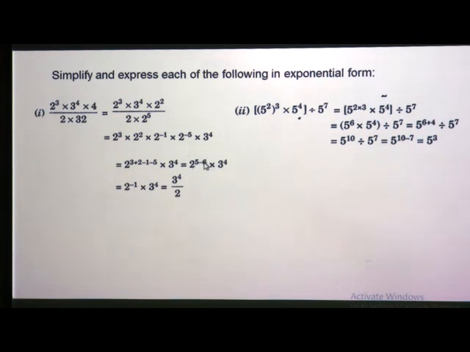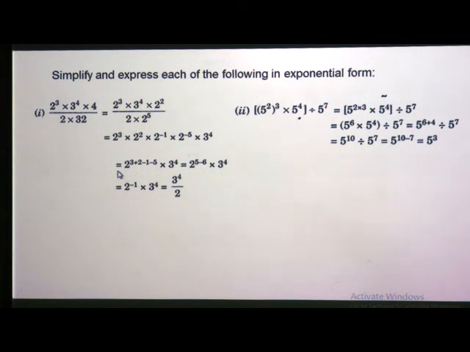5 minus 6 means what? It is minus 1. Minus 1 we can't write. So, minus 1 is what? It is nothing but a 2 in the denominator. So, after writing this step, that is 2 to the power minus 1 into 3 to the power of 4 is equal to 3 to the power of 4, and we write 2 in the denominator.